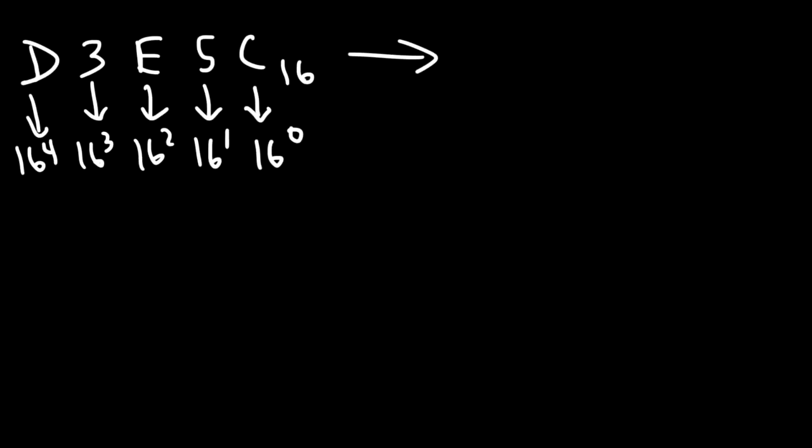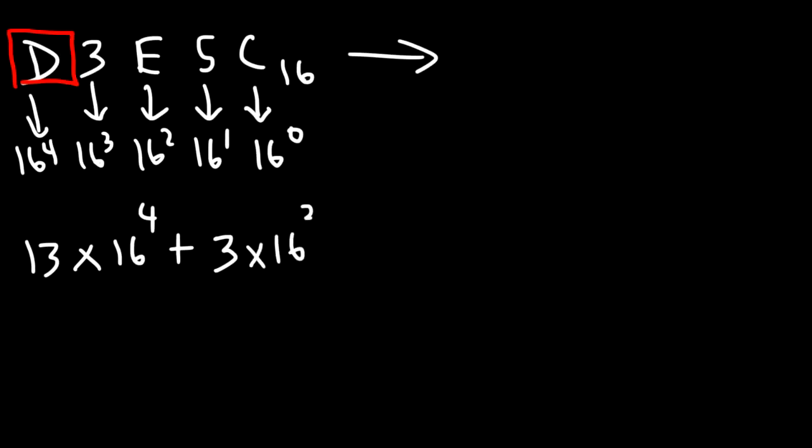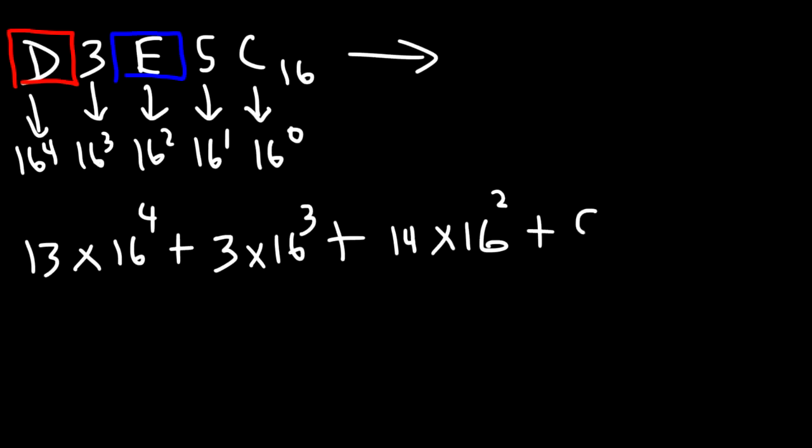So let's begin by converting D into its decimal value. So D corresponds to 13. Thus we're going to have 13 times 16 to the fourth power. And then the next number is 3. So it's going to be 3 times 16 to the third. And then we have E. So that's going to be E, not E, we got to change that. E corresponds to 14. So it's 14 times 16 squared. And then it's going to be 5 times 16 to the first power.